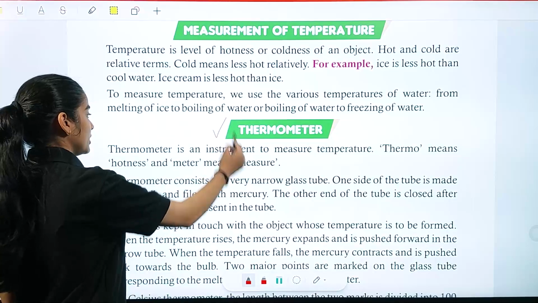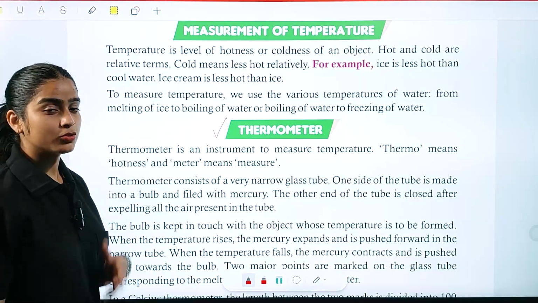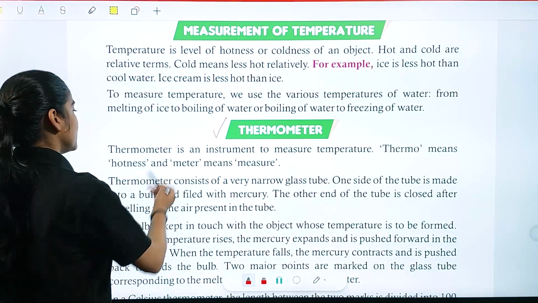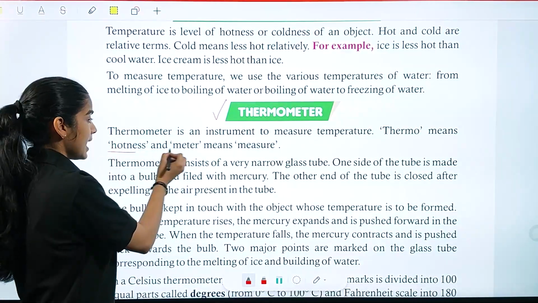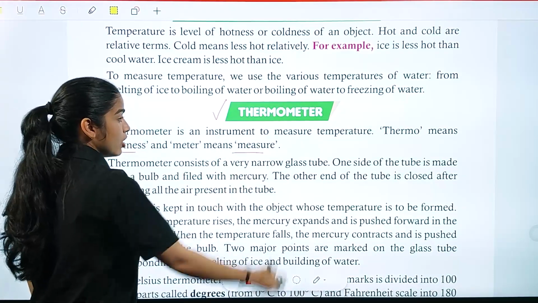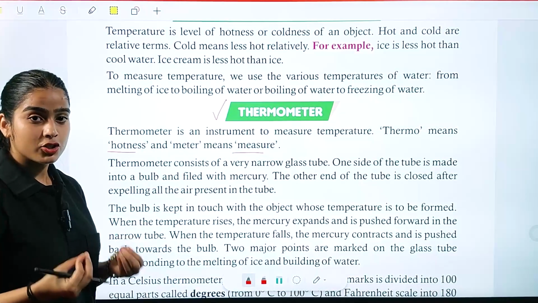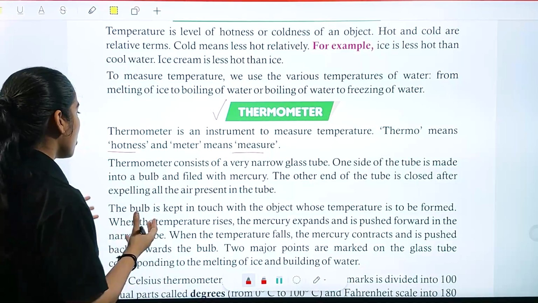Now we have the thermometer. We already know why we are using a thermometer: to measure the temperature. A thermometer is an instrument to measure temperature. Thermo means hotness and meter means measure. तो आप object, आप equipment which is measure the hotness.